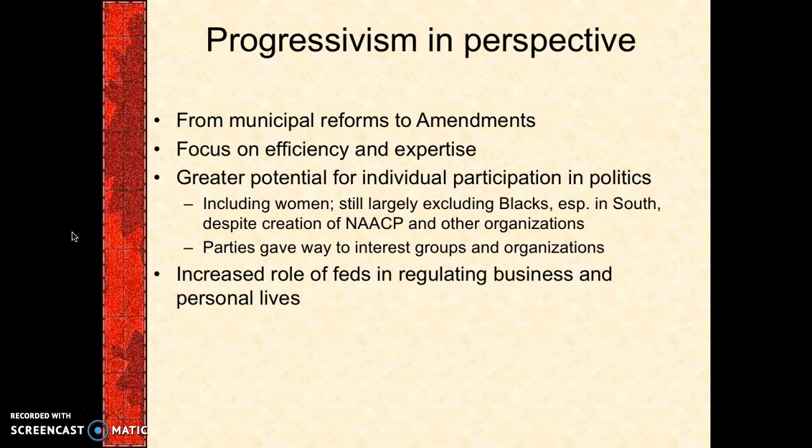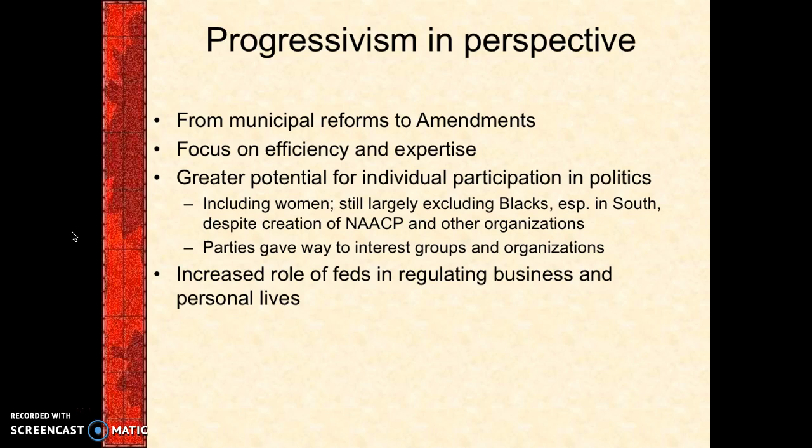Political parties' influence is going to give way to interest groups and organizations, and even individual voters who, again, in the initiative, recall, and referendum, are able to exert influence over politics. And there's also been this increased role of the federal government in regulating business and in regulating personal lives. With business, I'm thinking here of the Hepburn Act, the Federal Trade Commission, and with personal lives, things like temperance.